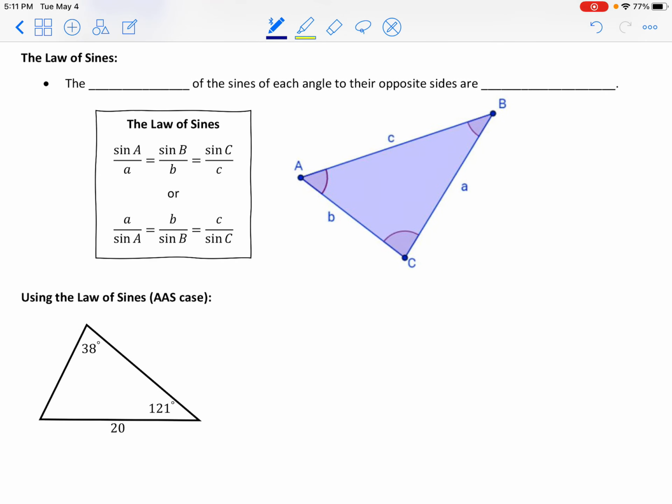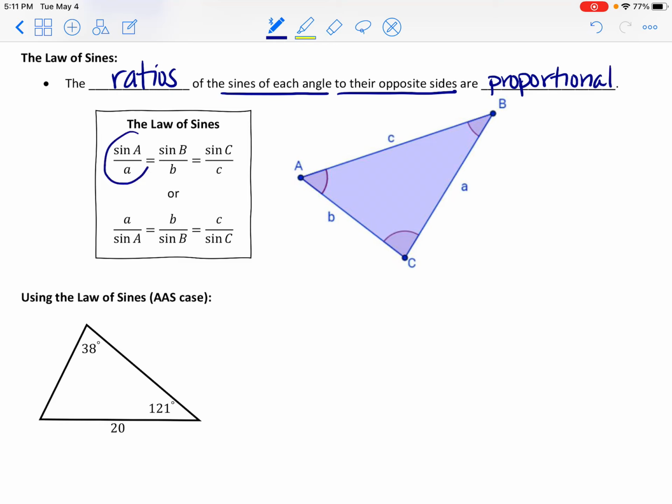This is a property that allows us to solve triangles. It's basically telling us that if I wrote a ratio of the sine of an angle and the side that is opposite of that angle, that no matter which pair of angles and sides I choose to write this ratio for, those would all be proportional. So the ratios of the sines of each angle to their opposite sides are all proportional. That means all of the fractions would be equal.